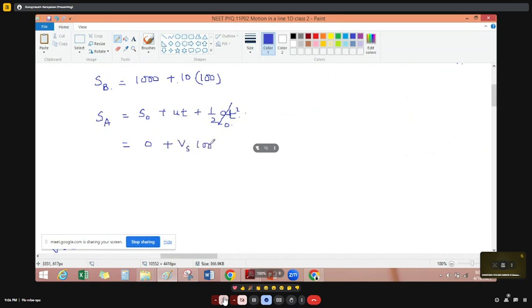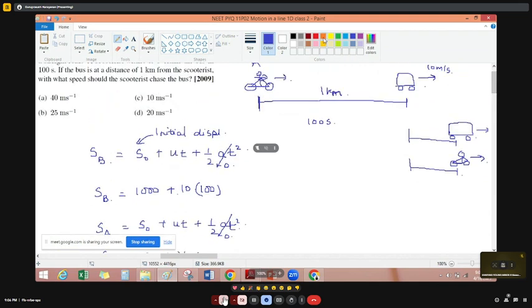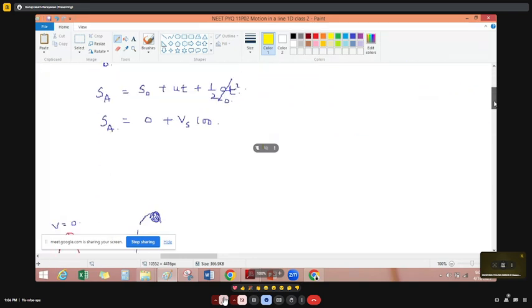Time is 100 seconds. That is my SA displacement. So we are talking about SB, SA, this point. So this is your SB. This is your SCA. So obviously you can say that the displacement will be 0. SCA minus SB will be 0. Relative displacement is 0.